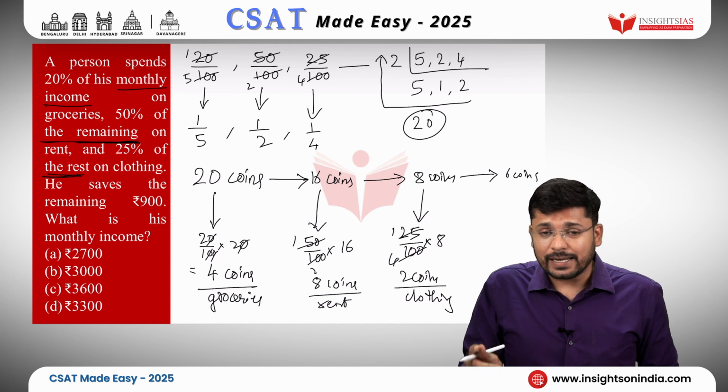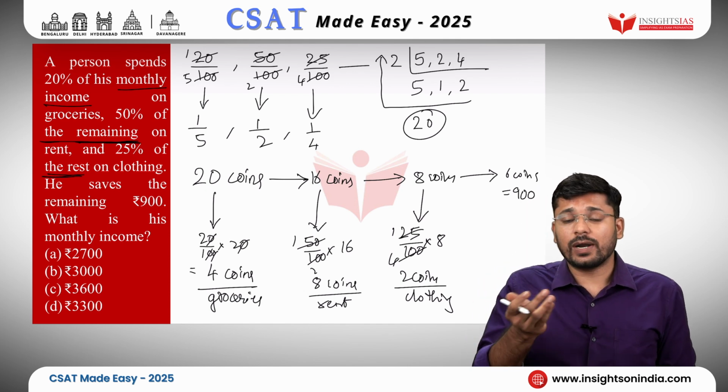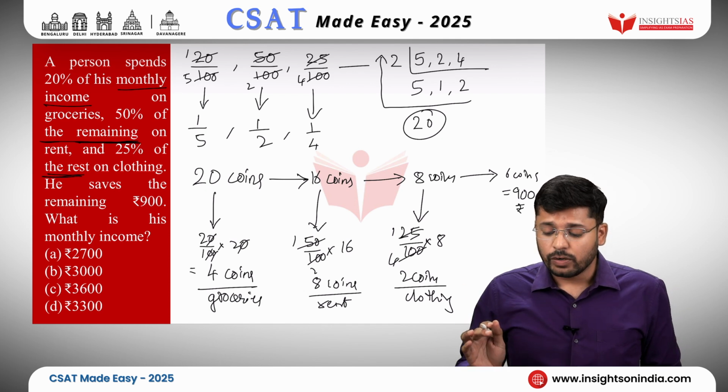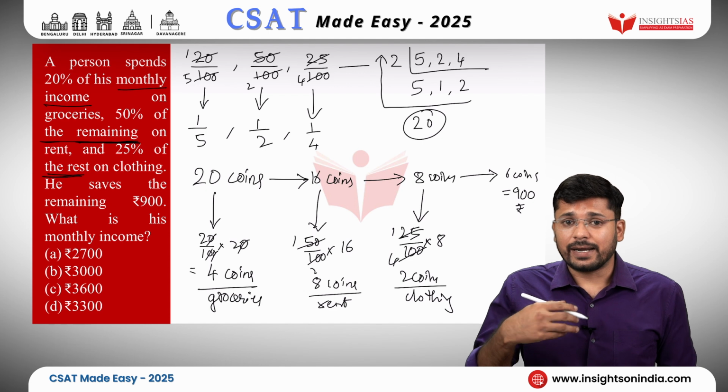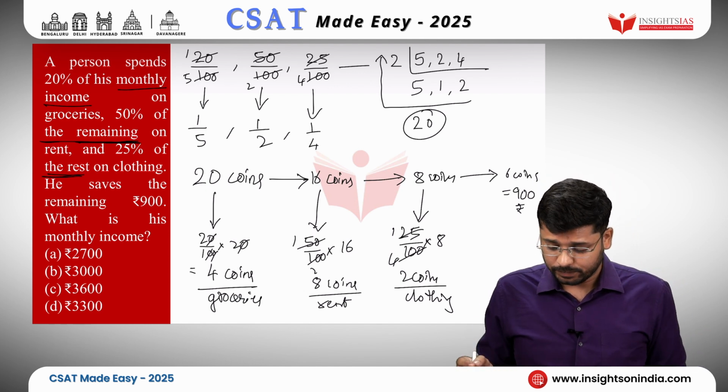And they are telling us that he remains with 900 rupees. So these 6 coins are equivalent to 900 rupees. Correct? So we need to find out the value of 1 coin and ultimately 20 coins, and 20 coins will give us his monthly income.